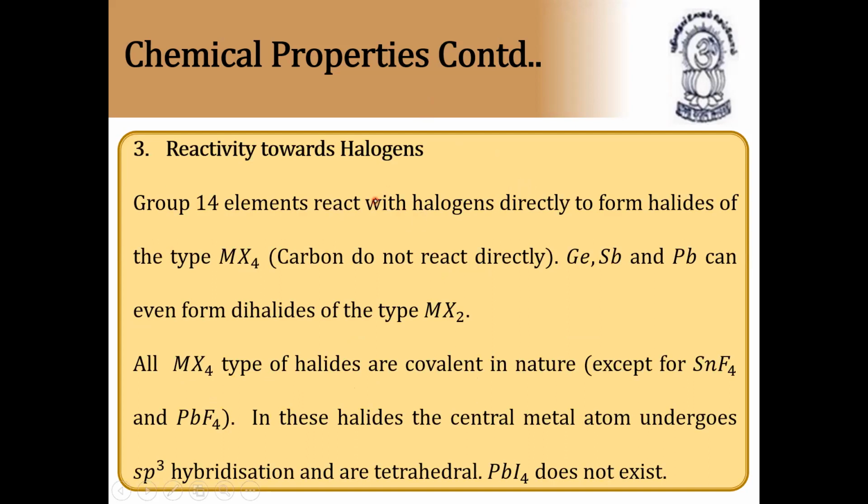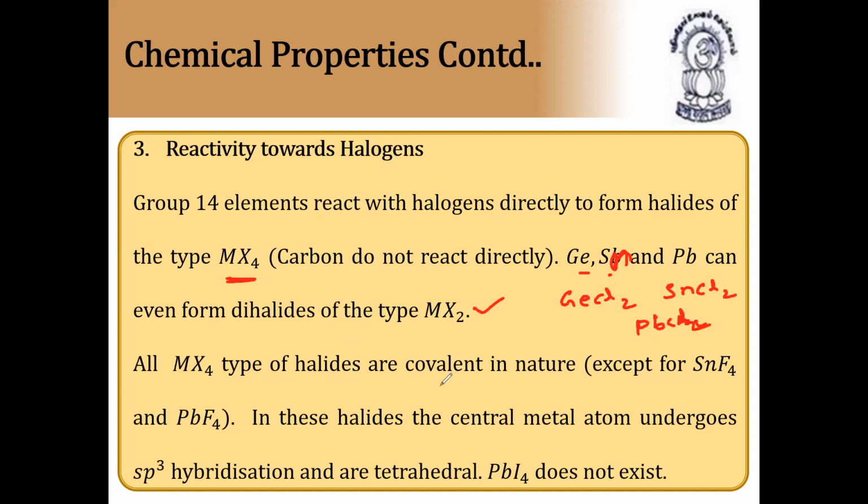Reactivity towards halogens. Group 14 elements react with halogens directly to form halides of type MX4. Carbon does not react directly. Germanium, tin, and lead even form dihalides of type MX2. So germanium dichloride, tin dichloride, and lead dichloride, that is PbCl2. So they can form halides of type MX2 and also MX4.